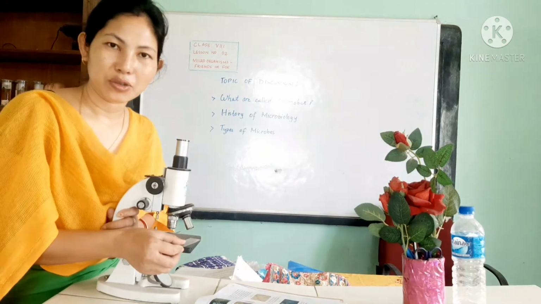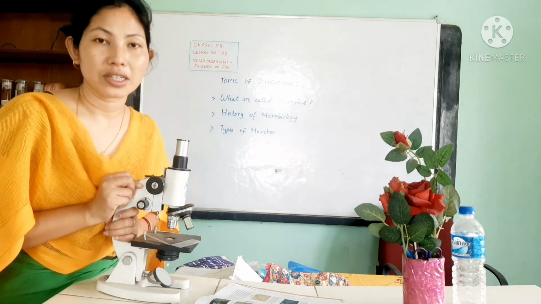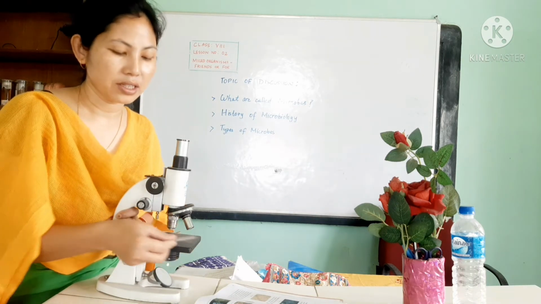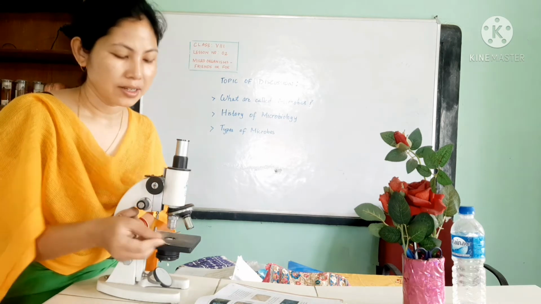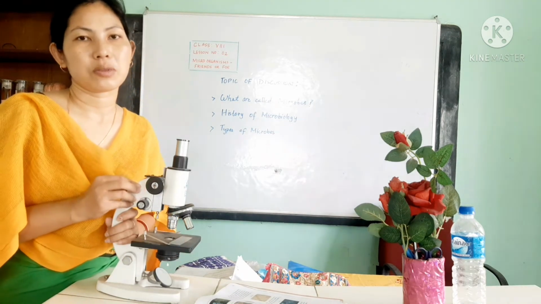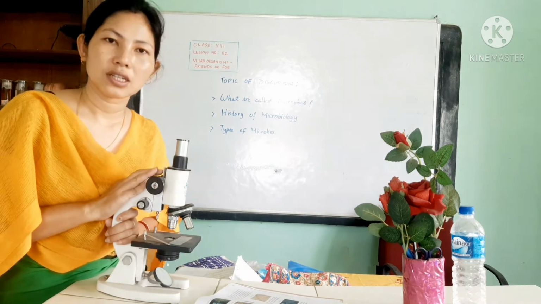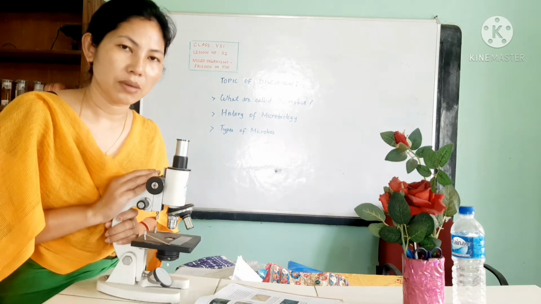So here is the microscope by which we can observe and see a very tiny object by mounting our specimen on this slide. So definitely this microscope is completely different from the one which was invented by Anton van Leeuwenhoek. So this is the present day school laboratory microscope.